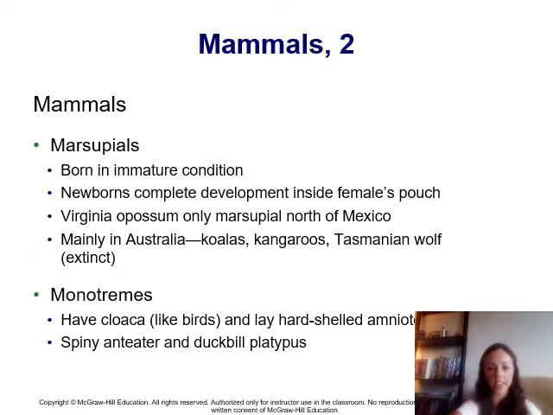Monotremes do not give live birth. Instead, they do lay eggs. Monotremes include the spiny anteater and duck-billed platypuses. These animals have a cloaca like birds, and a cloaca is just when there's going to be one hole for any feces, urine, and eggs or sperm to come out of. The duck-billed platypus will lay on their eggs until they hatch, and then the young lick up milk that comes from the mother's mammary glands.